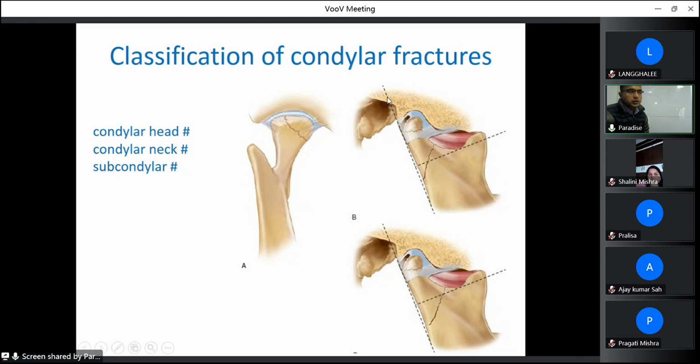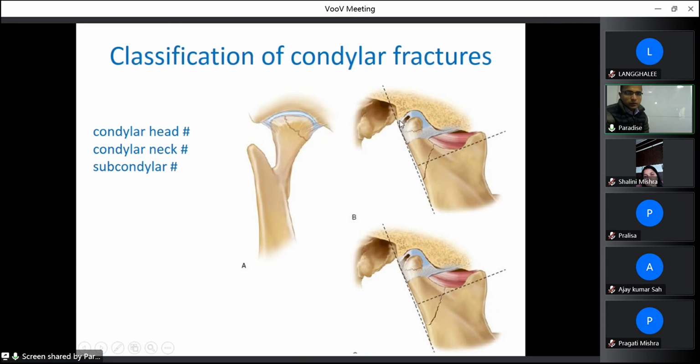For that, you have to draw one straight line on the posterior surface of the ramus of the mandible. It is known as a tangent. You have to draw a tangent on the posterior border of the ramus of the mandible. Then you have to draw a perpendicular line from the lowest point of the sigmoid notch to this imaginary line.